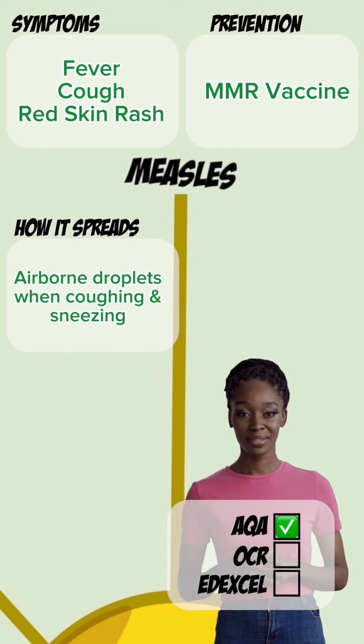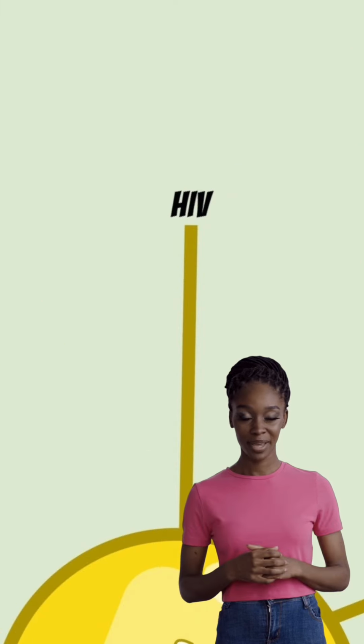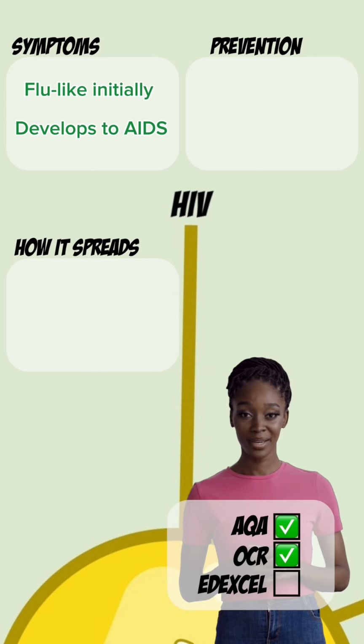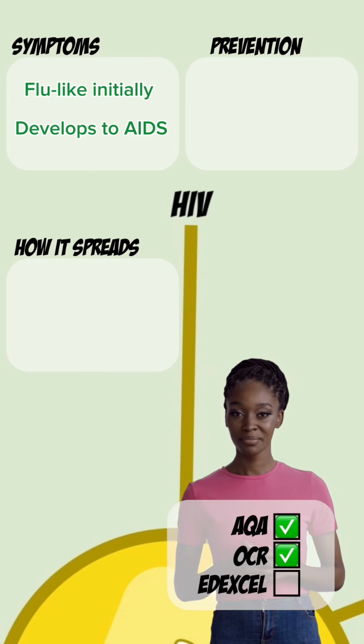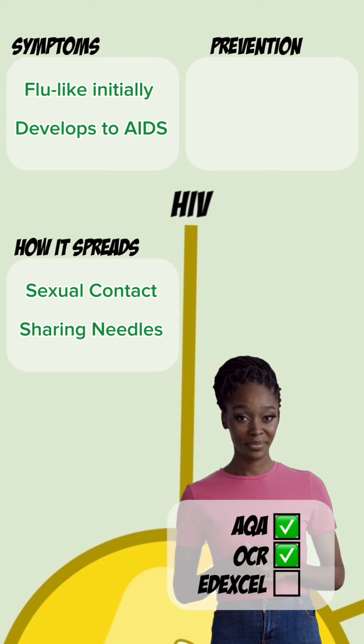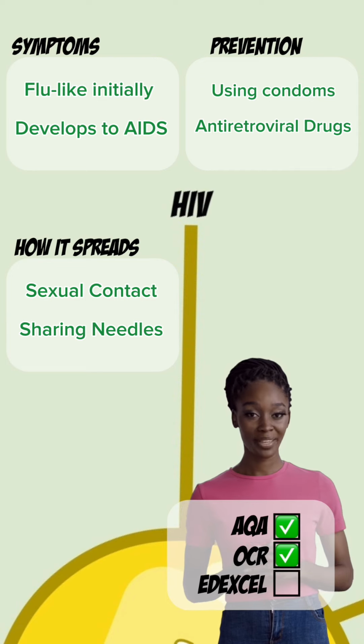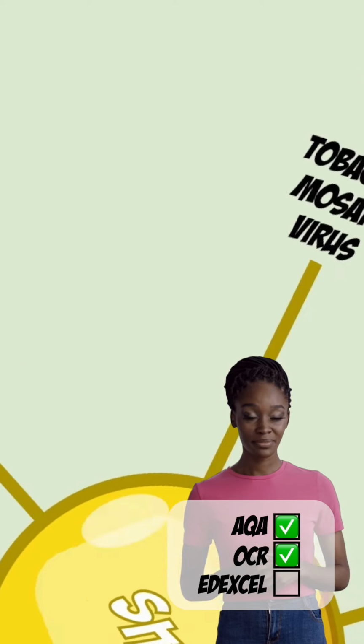as the MMR vaccine. Another viral disease is HIV, which initially presents with flu-like symptoms and eventually progresses to AIDS. HIV is transmitted through sexual contact and sharing needles. Prevention measures include using condoms and taking antiretroviral therapy during the initial stages of symptoms.